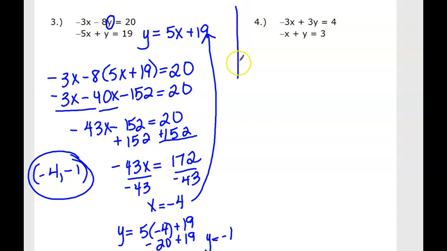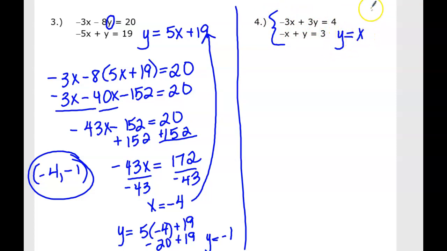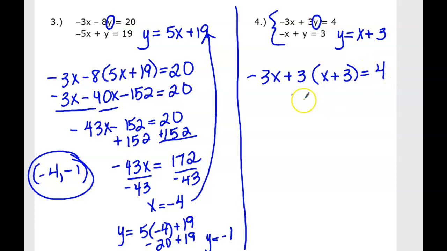All right. So this next example, number 4, if I look at my system here, I've got a coefficient of 1 in front of the y, so I'm going to solve for y. Y is equal to x plus 3. I'm going to circle my y in the first equation. I'm going to substitute in x plus 3 for that y. So -3x plus 3 times x plus 3 equals 4. I'm going to distribute that.